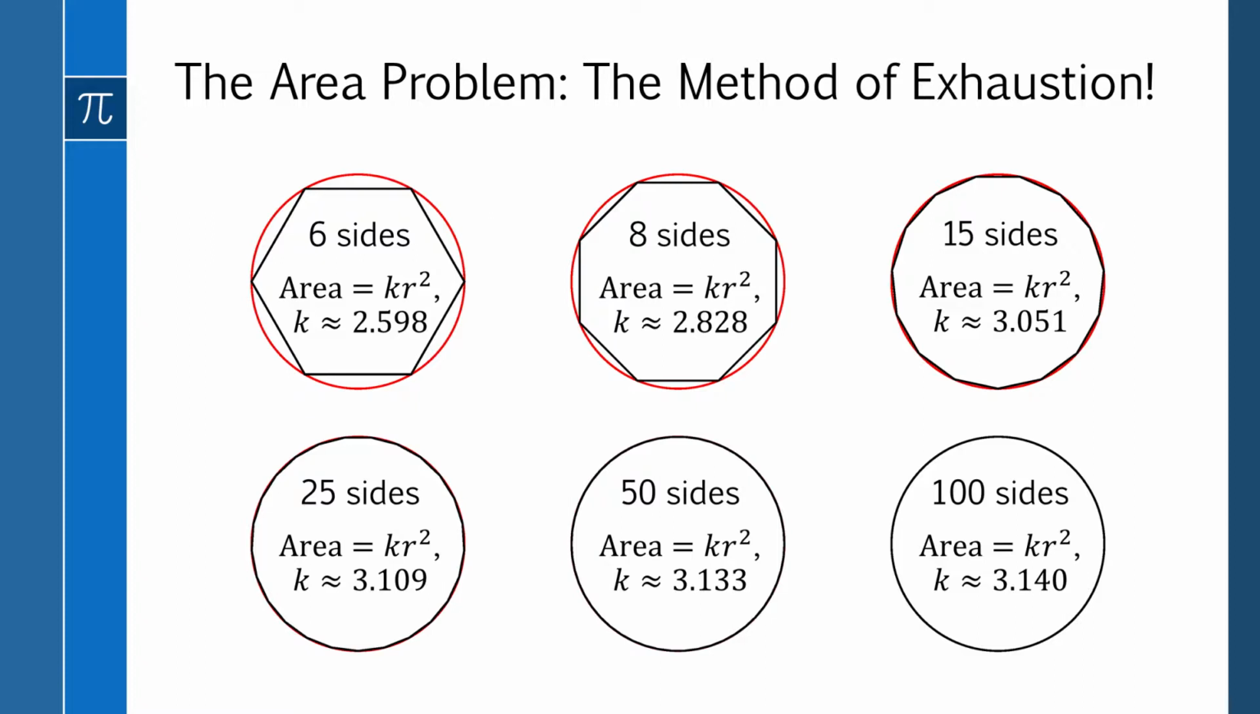And this demonstrates that, right? You can see by the time we get to 50 and 100 sides, you can't even see the difference between them in this picture, okay? Between the approximation and the actual area.